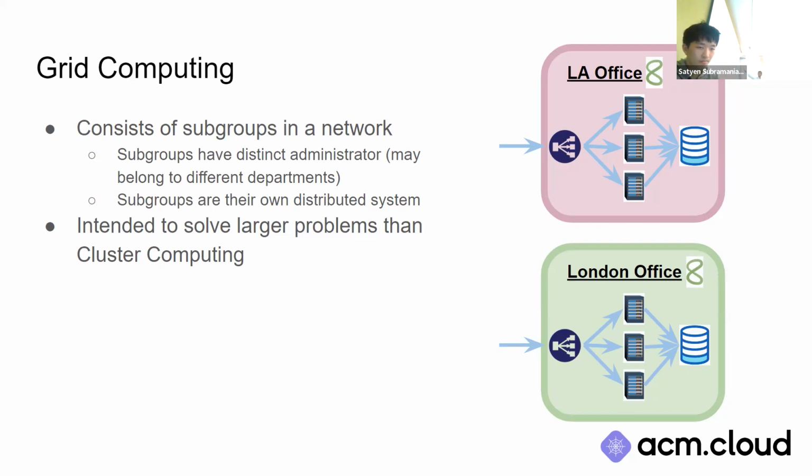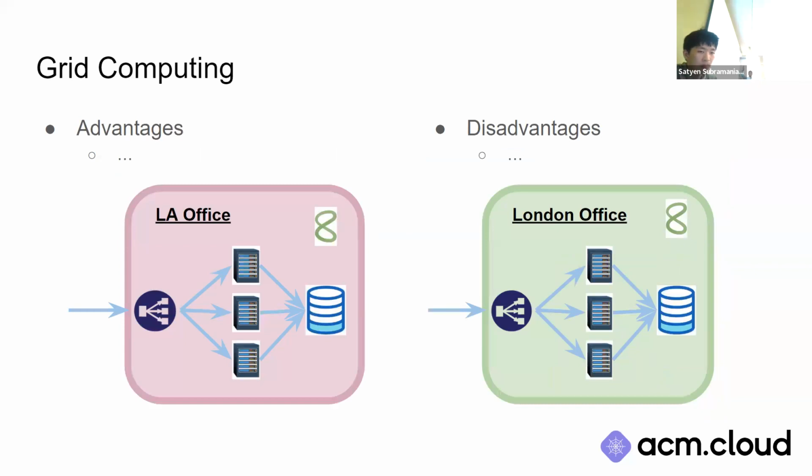So this is an example of grid computing, which Daniel mentioned before. Basically, the fundamental idea here is that we have a system of distributed systems. So we have its own London office that's its own cluster computing distributed system, and then we have one in LA as well. But they're also connected directly together and can communicate and address security issues, that kind of thing. So what do you guys think are some of the advantages and disadvantages of going with this approach versus just the cluster computing approach?